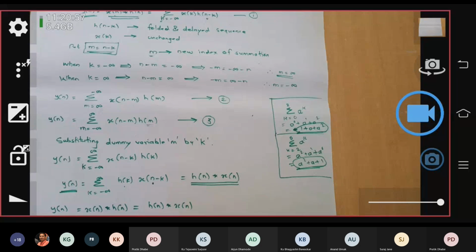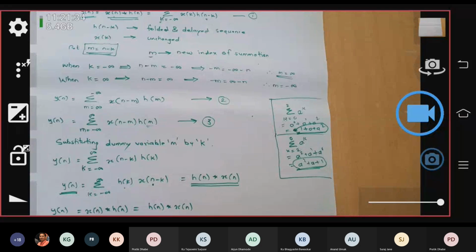So when you feel that one of the two sequences is easy, you can fold and delay the easier sequence, because folding and delaying the other complex sequence is a bit difficult, but folding and delaying a very simple sequence like a unit step function is very simple. So it is a choice which sequence is to be folded and which is to be delayed. Whatever the easier sequence is, we will fold and delay it, and the other tricky sequence we will keep as it is. That is the actual benefit of linear convolution being commutative.